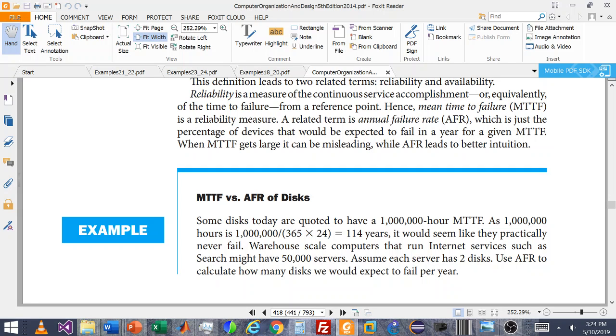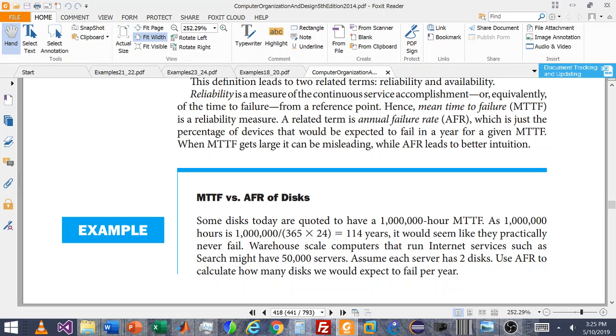So in the example here, they give an MTTF of 1 million hours, and the scenario is a 50,000 server warehouse scale computer, with two disks per server. So some of the first easy math is how many disks there are, since the disks are what we're interested in here, which is a million hours MTTF. So 2 times 50,000, obviously 100,000 disks.